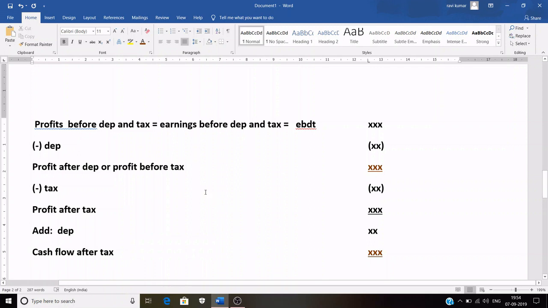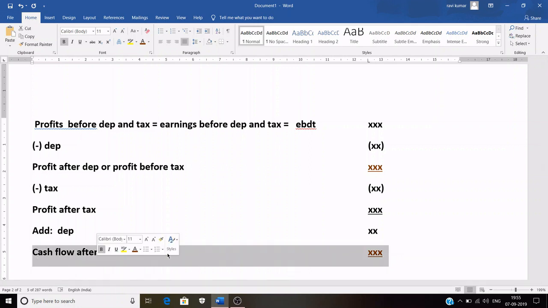Let me remind you that first of all, we would deduct depreciation from profit before depreciation and tax. After that, we would have profit after depreciation, or profit before tax. After that, as it is taxable income, we deduct the tax amount, and then we would have profit after tax. After deducting tax, we would have profit after tax, and after that we would add depreciation again because it is a non-cash expense. So after adding depreciation to profit after tax, we would have cash flow after tax, and this is what we need to find out NPV.